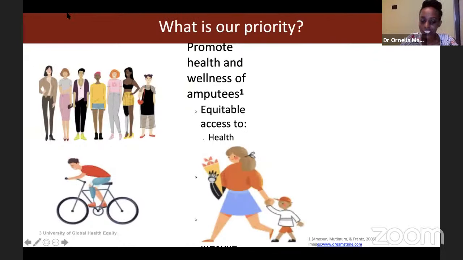So, what is our priority as healthcare providers, as policymakers, as leaders? Worldwide, especially in developing countries, people who underwent amputation are sometimes left alone to manage their lives with little help, sometimes with no help at all. So it's our goal to promote their health and wellness by providing them equitable access to all the health services that they need, and equitable access to opportunity in the community. Here I'm referring to opportunity to work, opportunity to education, but also empowering them to take care of their lives by engaging in healthy lifestyles. Next, please.